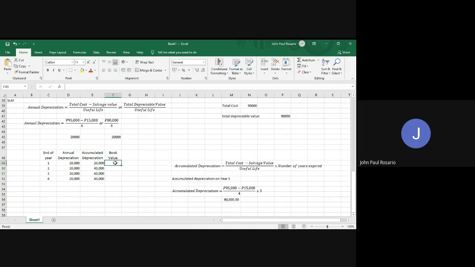Okay. For your book value, again, we deduct from our total cost of 95,000 our accumulated depreciation. So we continue that for all the years. Still 95,000 less our accumulated depreciation. Now, what you should always remember is that at the end of its life, which is the fourth year, your ending book value should equate to your salvage value.